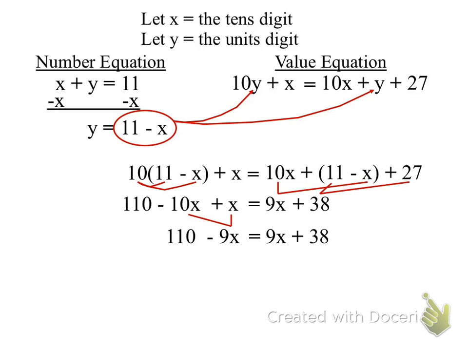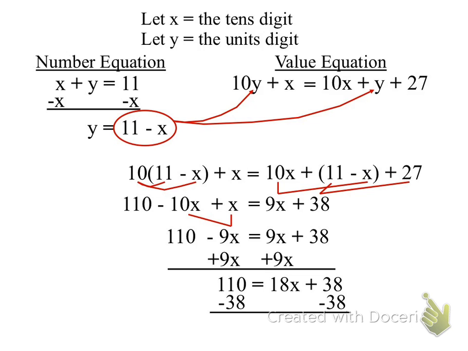And then I'm going to get my x's all to one side. I'm going to add 9x to both sides. Subtract 38 from both sides. And divide both sides of the equation by 18. And we get x equals 4.